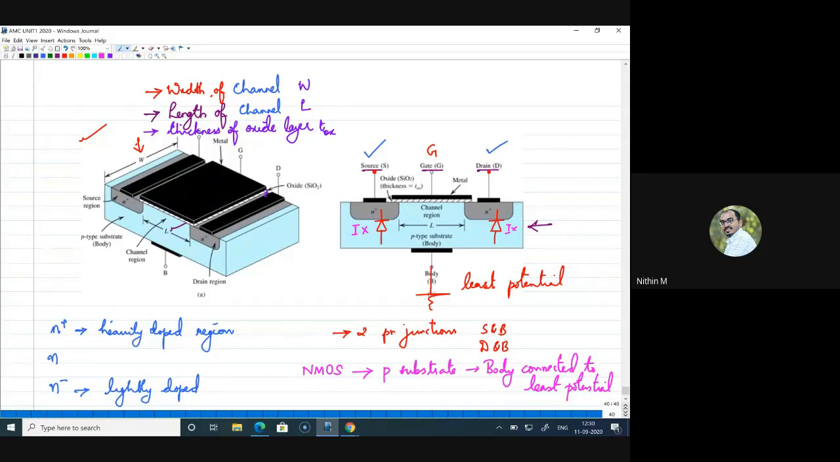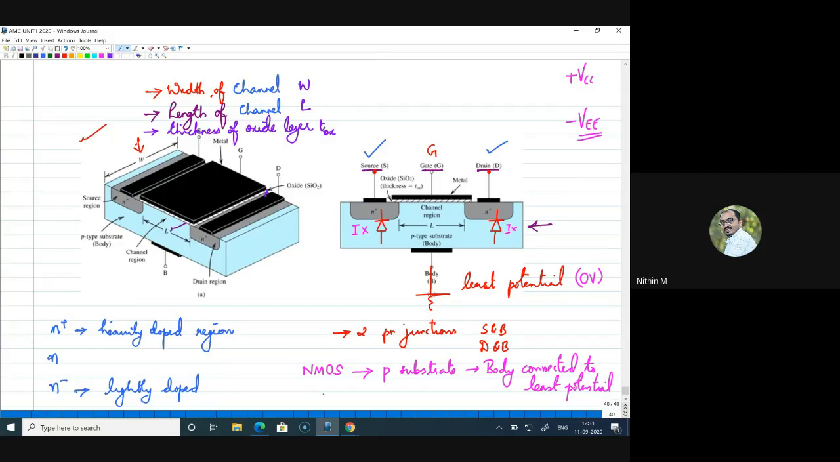So why did I say least potential instead of telling body should be connected to 0? There are certain circuits which work with dual power supplies, where it works with a plus VCC and a minus VEE. Even if you would have come across certain devices, certain circuits, ICs, many ICs work with plus and minus voltages. So in that case, body should be connected to the least potential, meaning body should be connected to minus VEE. So in general, we can say that body should be connected to 0 if the least potential available is 0. That is the case of an N MOSFET.